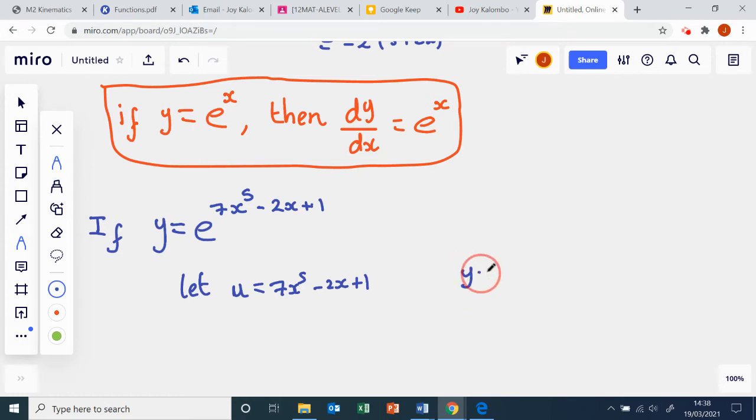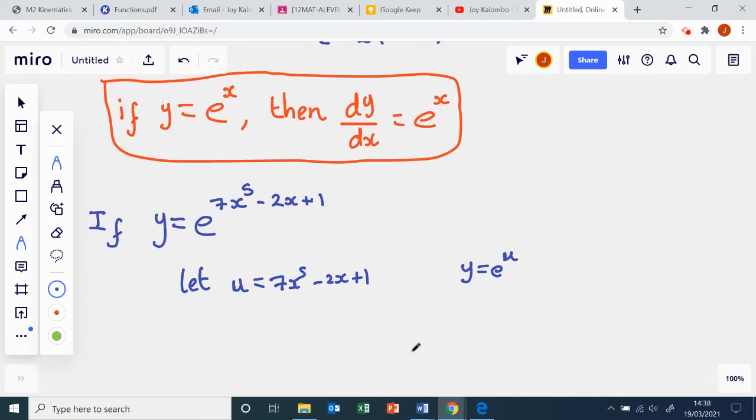So we have y equals e to the power of u. Okay, then we have du dx is equal to, 7 times 5 is 35, so that's 35x to the power of 4 minus 2. And then, of course, the 1 differentiates to 0. And dy du, well, we've got e to the power of u, or remember, e to the power of something will differentiate to e to the power of something. So dy du will be e to the power of u.